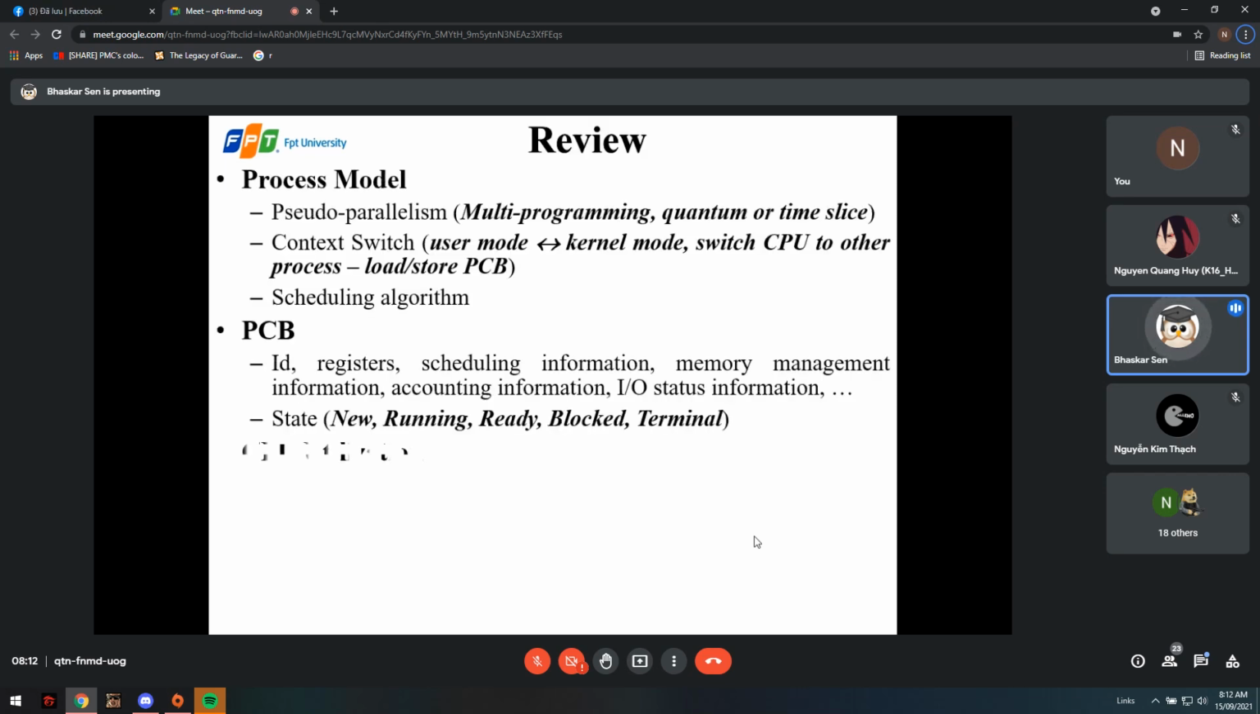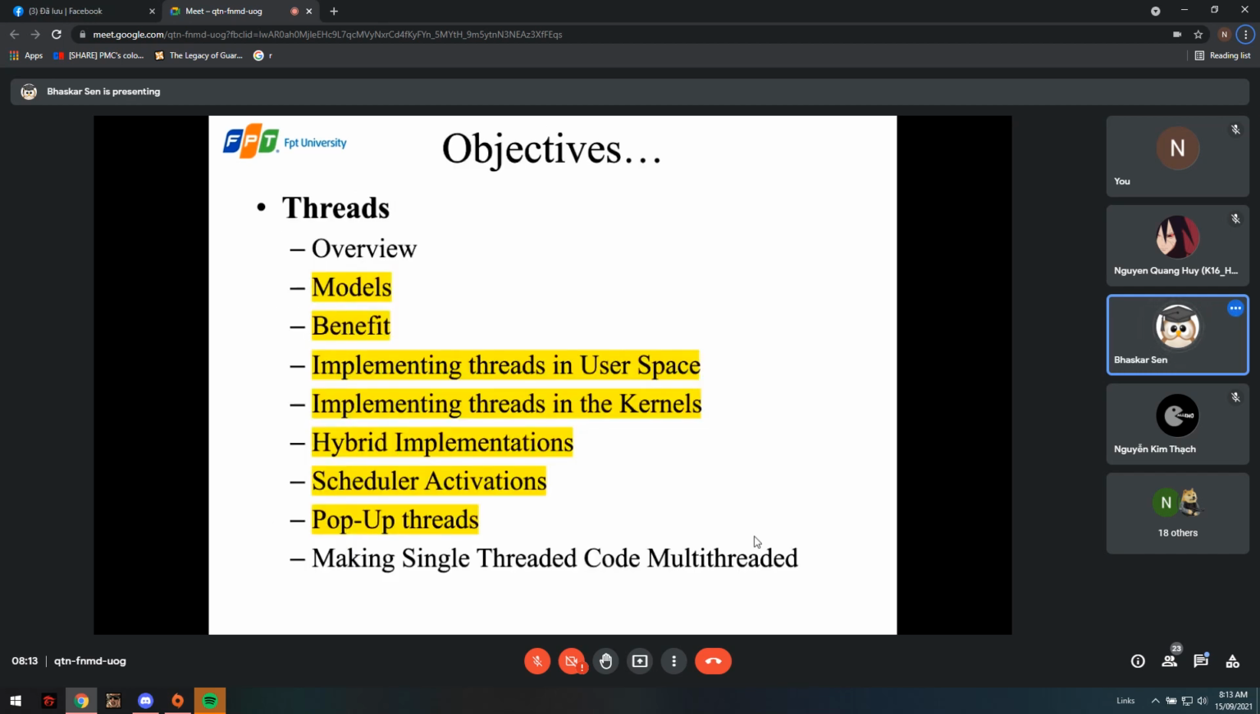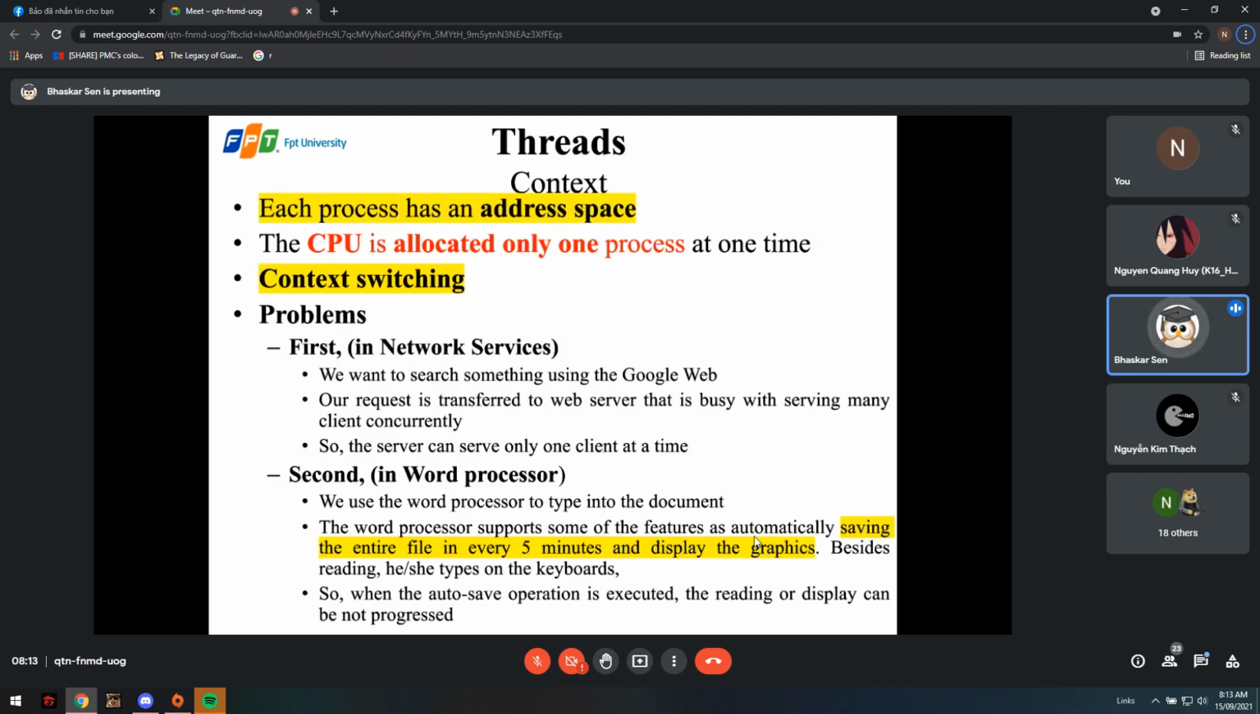The first few slides are all about the review of the process that we went through. Now, these are some of the things that we'll be looking at: models, benefits, three different kinds of implementation, and a little bit of scheduler activation towards the end. So let's move on and see what we have inside the context switching.